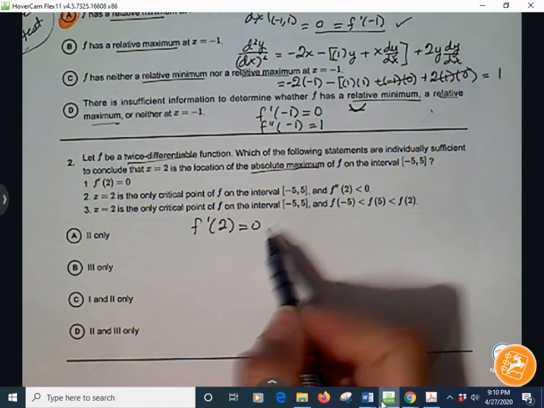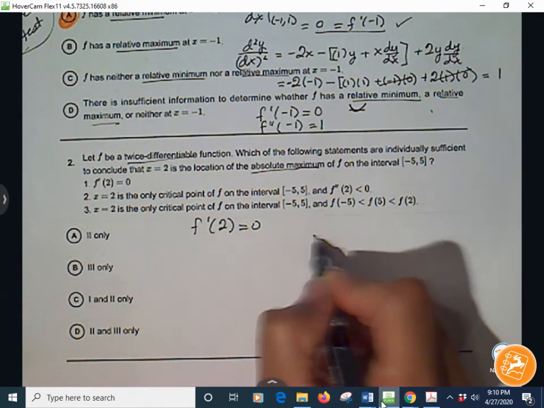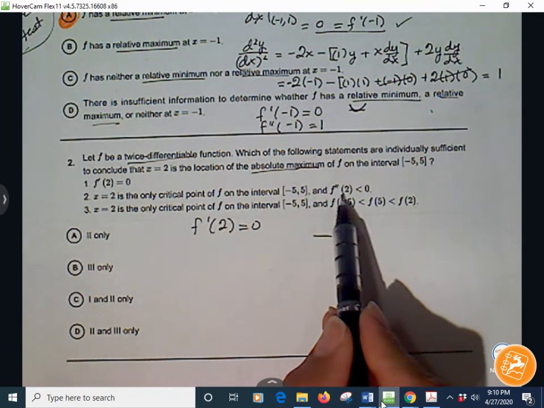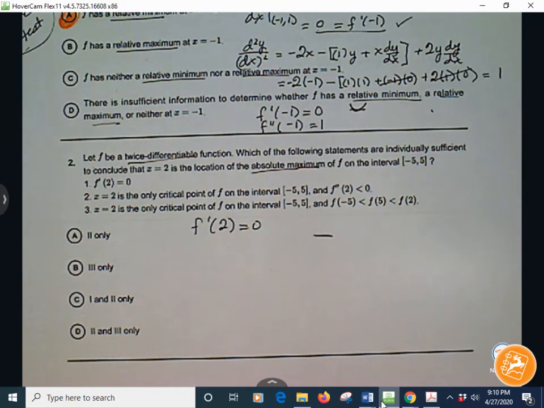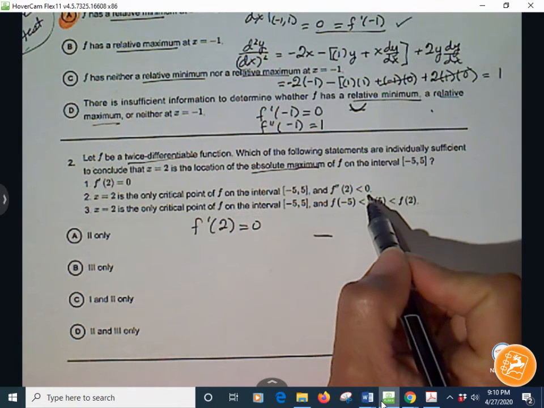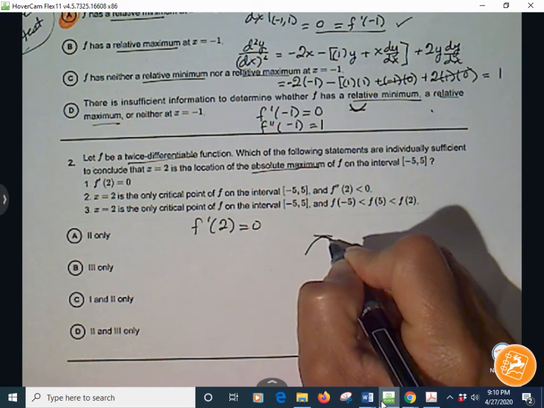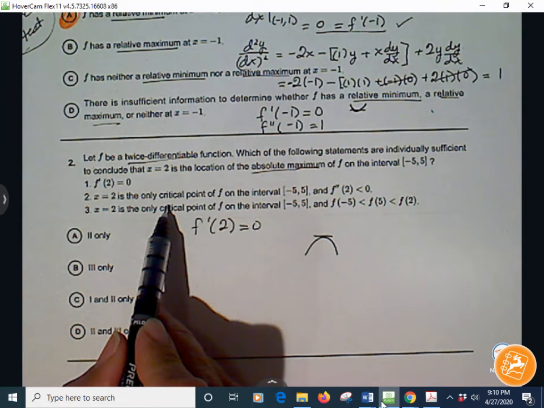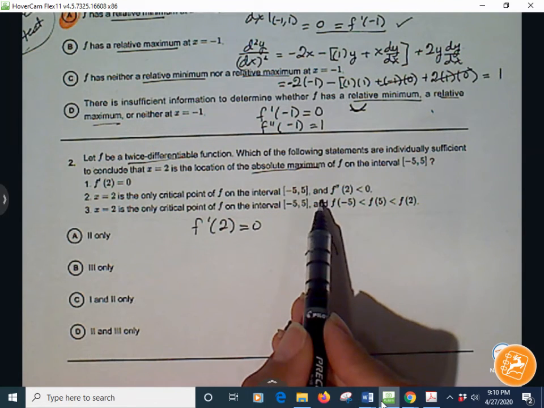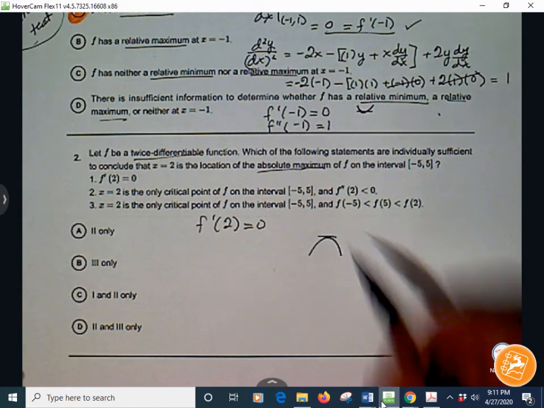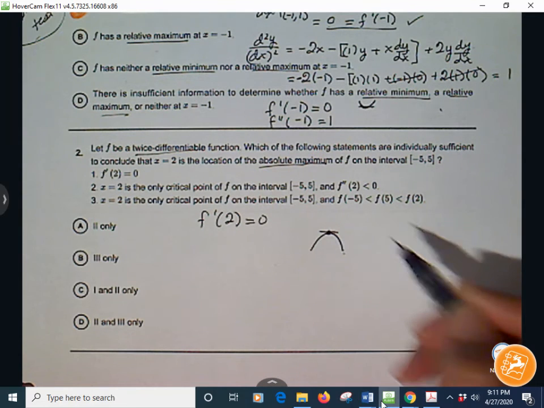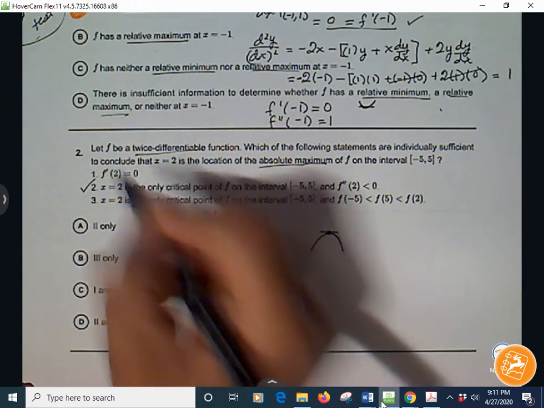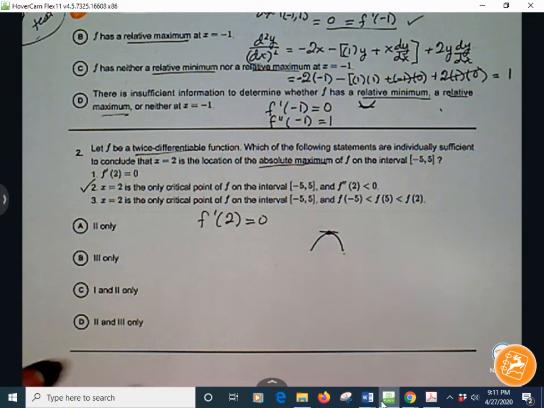And so you've got something where the slope is 0, and then on this interval, f double prime of 2 is less than 0, which means that it's going to be concave down, and this is going to be a negative value. So since this is the only critical point on this interval, there's going to be only one real turning point in this interval, and so it's got to go up and then down, and so therefore this has got to be an absolute maximum. So 2 would work.